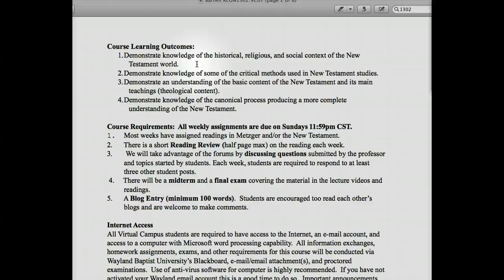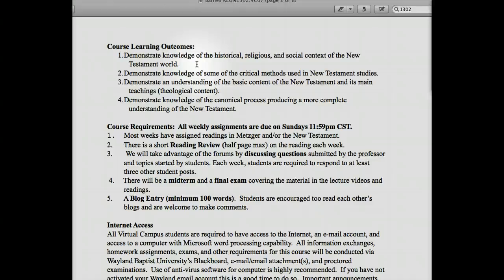There's hundreds of different ways to criticize the Bible, the criticism. And criticism is a way of being scientific about your study. That's why they have method and critical. They're trying to get on par with what science is doing.